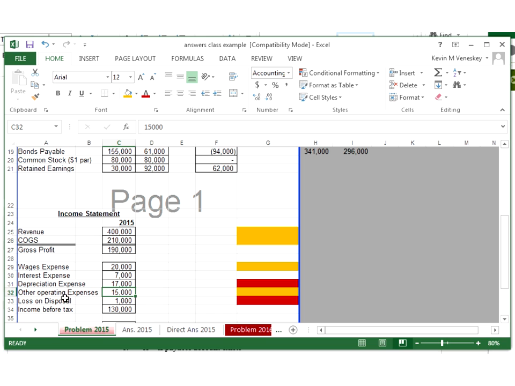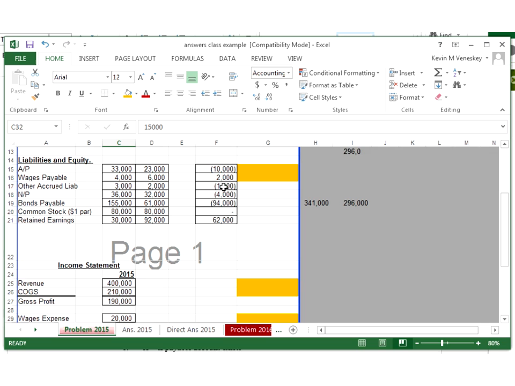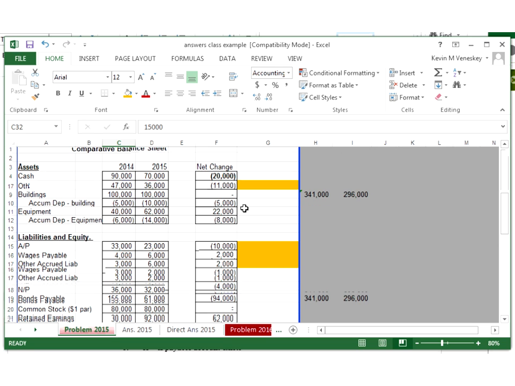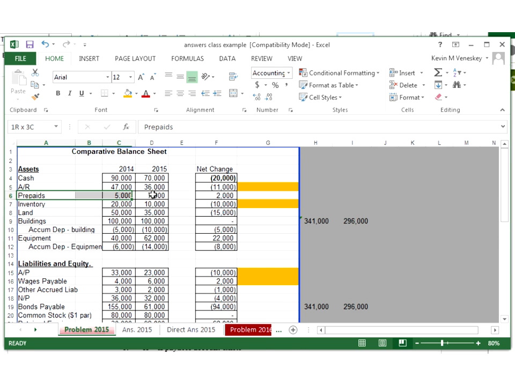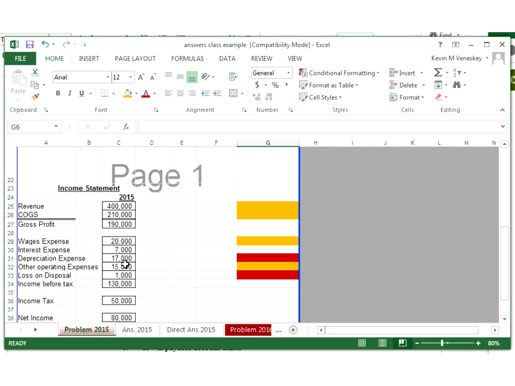And then the other thing I want to look at, besides the operating expenses of 15,000 plus the liabilities, is my last asset account that I'm going to look at, my prepaids. What happened with my prepaids? My prepaids went up by 2,000. If my prepaid account goes up, that means I spent money, but I'm just not expensing it yet. So if I spent money, I need to account for that. That's an addition to cash being paid.